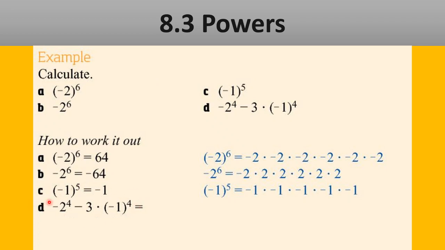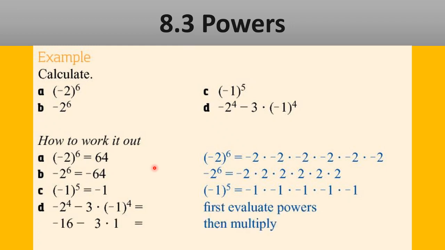This one. First calculate the powers. You have -2 to the 4th. That minus is not inside of my brackets. And I have (-1) to the 4th, with the -1 being inside of brackets. This will give me -16 - 3 times 1. You may calculate or evaluate both powers in one go.